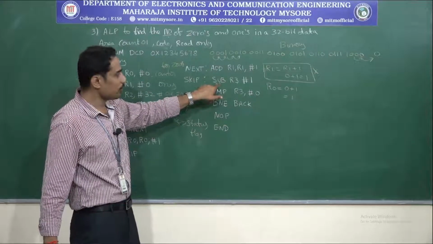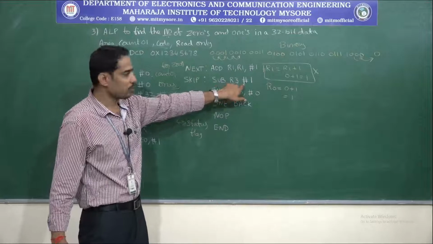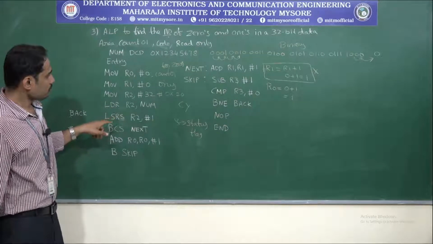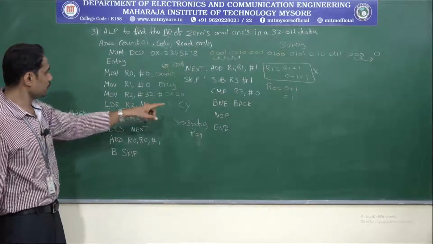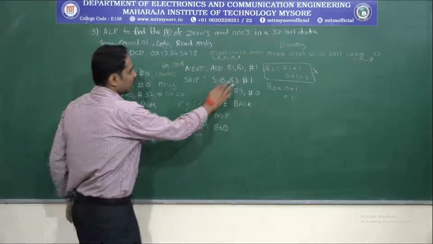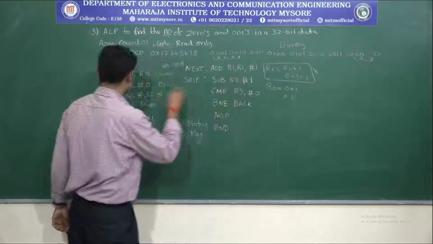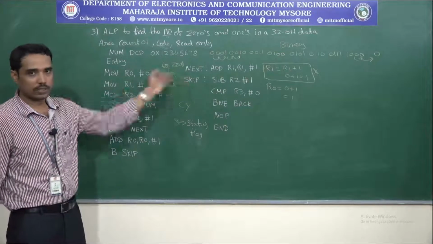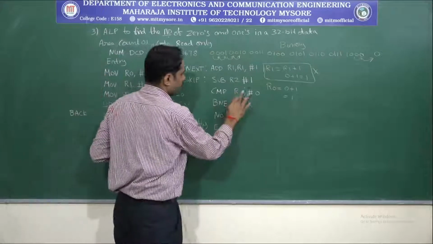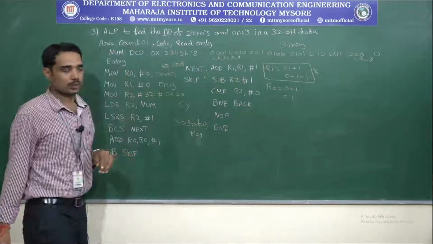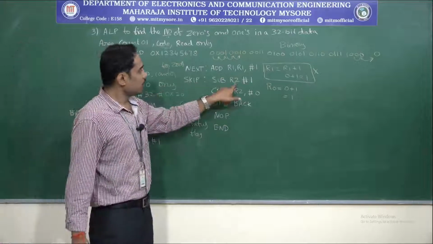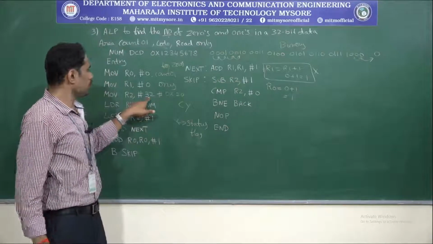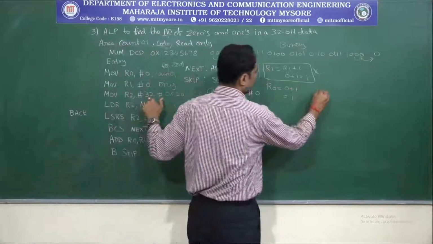The next instruction says subtract R3 comma hash 1. The count is associated with the R3. Sorry, that is not R3, that is actually R2. Here it is R2, because R3 is nowhere else we have taken. Similarly, here also it becomes R2. Subtract R2 by 1. 32 minus 1, that is 31.